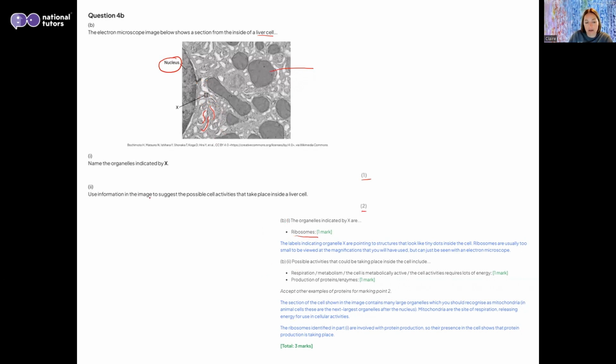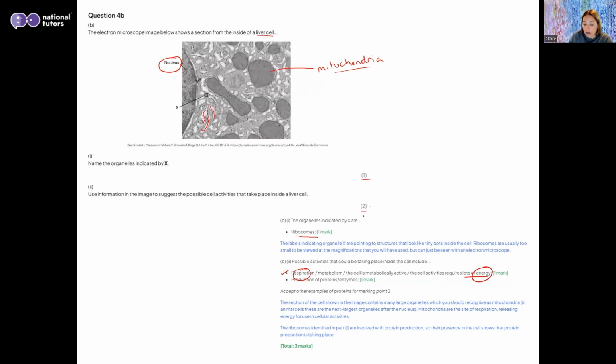So use the information in the image to suggest the possible cell activities that take place inside the liver cell. So what do you have to indicate here? These large organelles here, which are massive, are your mitochondria. So therefore the activities is, again, your respiration, metabolism, which is just chemical reactions. Therefore it's very active and requires lots of energy. So look, respiration, energy, mitochondria, they all link together.